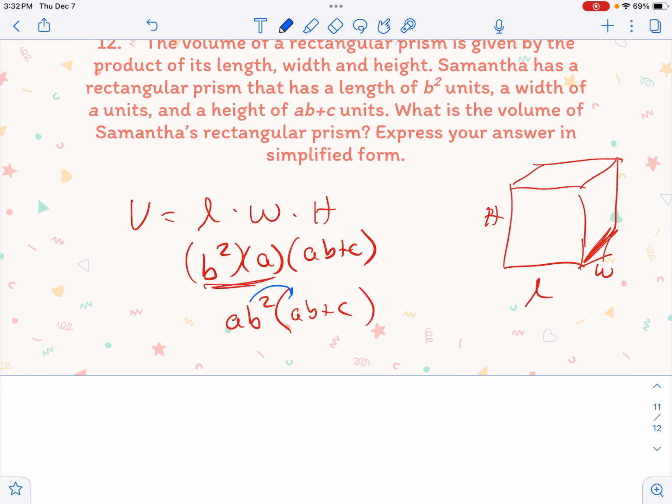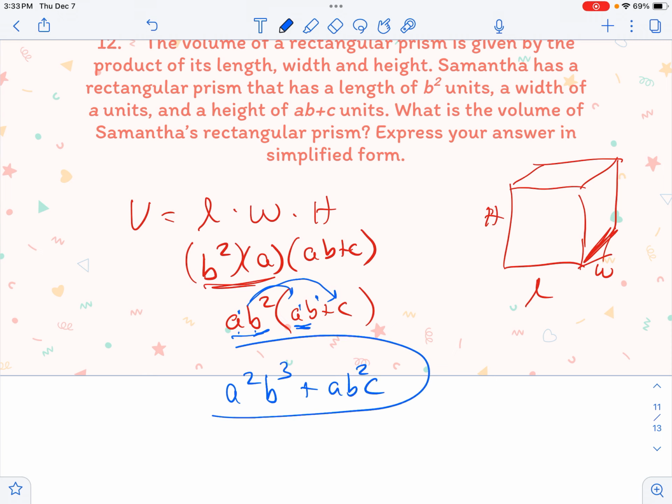ab squared times ab, well, a to the first times a to the first is a squared. B squared times b to the first, add those exponents, I get b cubed. So that's ab squared times ab. Now distribute it to the c. ab squared times c, well, none of the variables are alike, like we had here, two ab's and an ab. So it's just ab squared times c, or ab squared c.